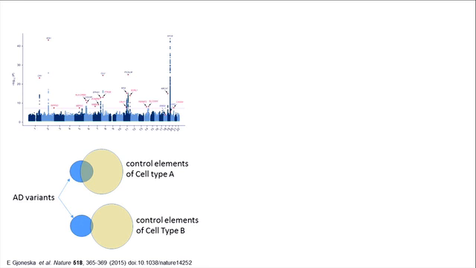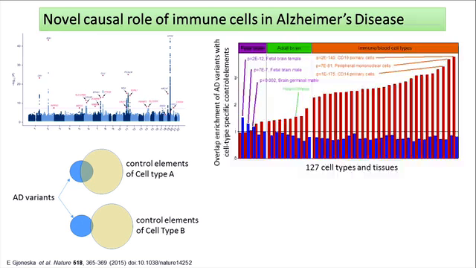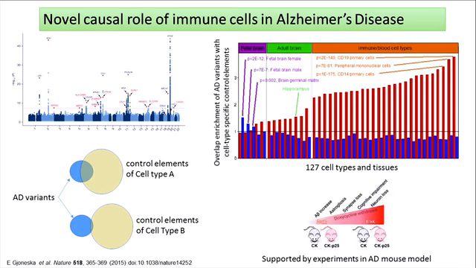Well, we did a simple analysis where we took all these Alzheimer's associated genetic variants and overlapped them with the control element landscapes of each of the hundreds of cell types that we actually had in our database. And we realized that it was not neuronal cells, but immune cell types that really pop up as being harbors of genetic variants associated with Alzheimer's disease. And so this gives us interesting new clues, extremely counterintuitive clues about how to actually analyze disease. And this was validated in the mouse model as well.